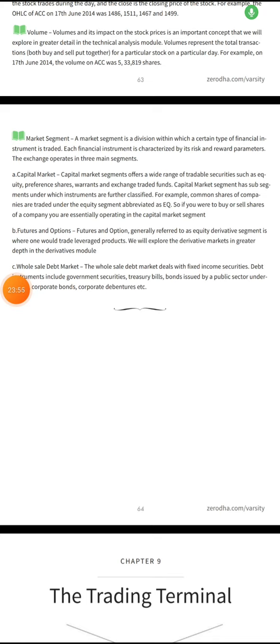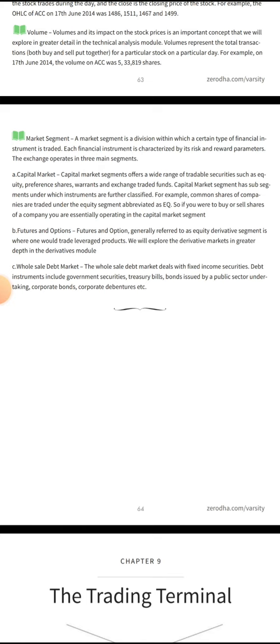Market segment. A market segment is a division within which a certain type of financial instrument is traded. Each financial instrument is characterized by its risk and reward parameters. The exchange operates in three main segments.